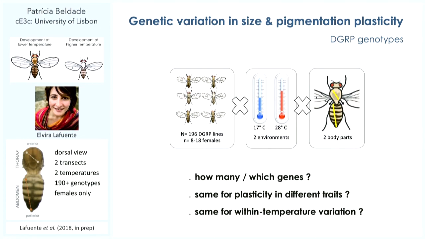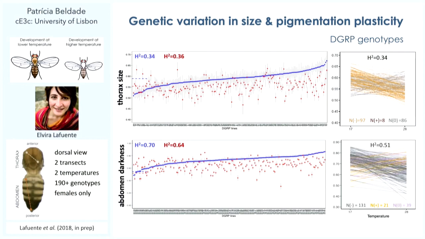Because if you grow these DGRPs at different temperatures, these several genotypes, you'll also see differences in body size, you'll also see differences in body pigmentation, okay? And to what extent are the same genes that are responsible for plasticity in one trait responsible for plasticity in another trait, which would have been my prediction when I started the project. Hint, hint. Okay.